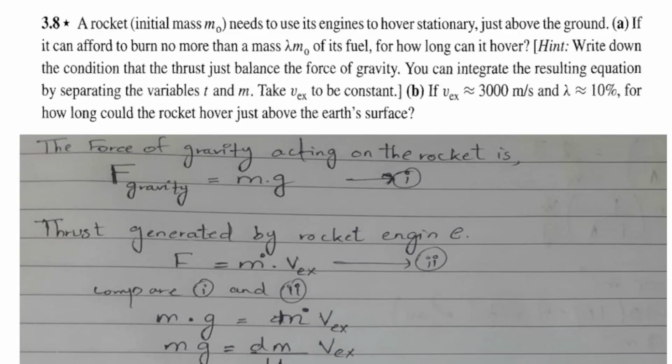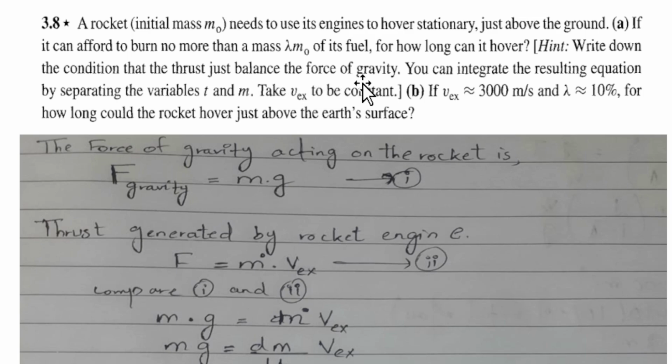Okay, let's start numerical 3.8 of section 3.2, rockets. A rocket with initial mass M0 needs its engine to hover stationary just above the ground. If it can afford to burn no more than a mass, which is the limit of its fuel which can be burned, we have to find how long it can hover. And there is a hint: write down the condition that the thrust just balances the force of gravity.